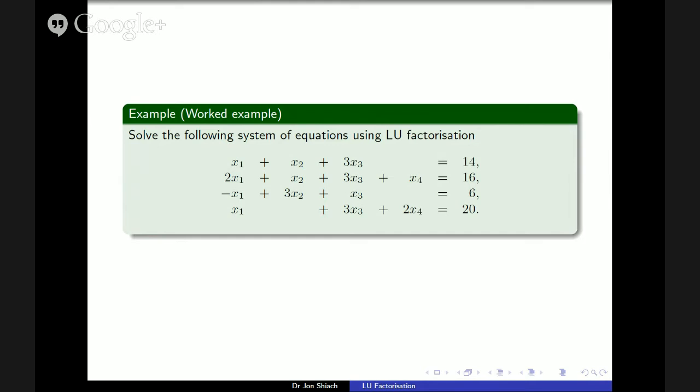So that's the solution to that 4 by 4 by LU factorization. First you factorize it, then you do forward substitution, then you do back substitution.